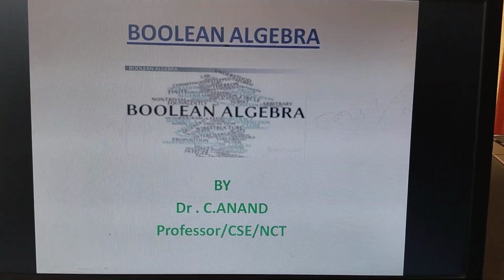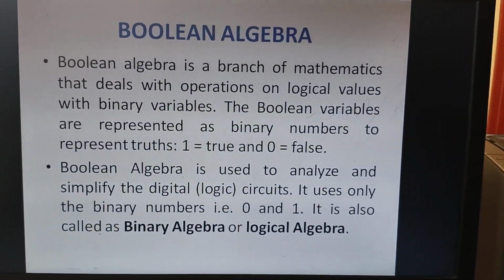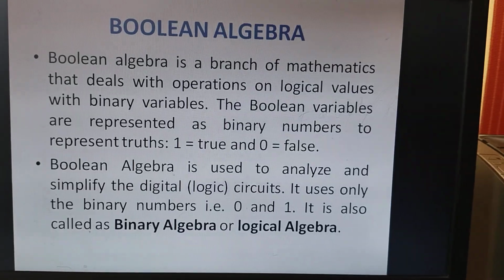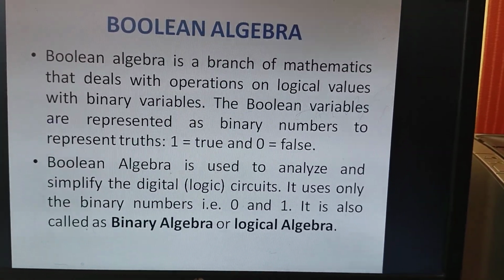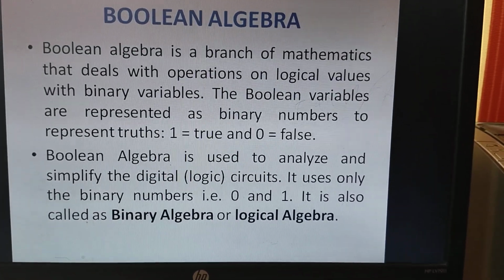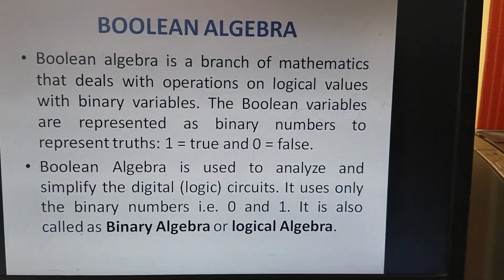Here we discuss what Boolean algebra is. Boolean algebra is a branch of mathematics that deals with operations on logical values with binary variables. The Boolean variables are represented as binary numbers to represent truth, that is 1 equal to true and 0 equal to false. Mainly it is used to analyze and simplify digital logic circuits.